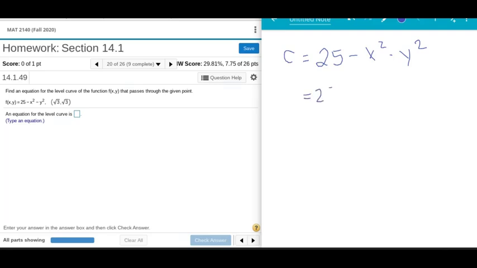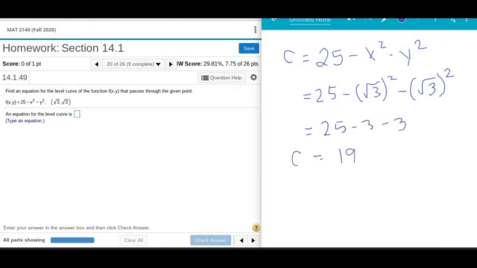So all we really have to do here is plug in what x and y should equal on this specific level curve, and then we're going to end up finding what c is. So that's square root of 3 squared minus square root of 3 squared, because both x and y happen to be the same number. And then we get 25 minus 3 minus 3. So that's going to be 19. And so c is 19. And so our level curve that passes through this point is 19 equals 25 minus x squared minus y squared.